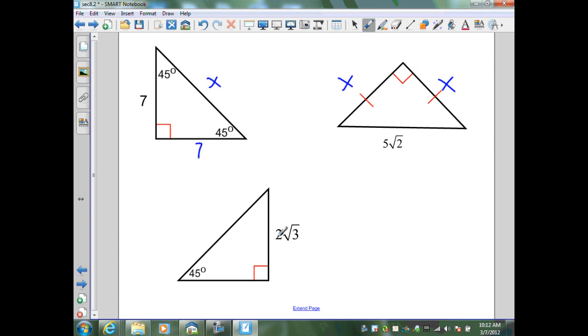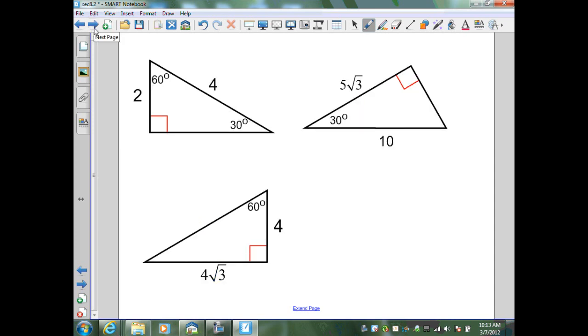Here, one of the congruent sides is 2 square roots of 3, so I know the other is 2 square roots of 3, and I can determine the hypotenuse. In each case, I can find the value of x by the Pythagorean theorem. I've already done that. And here I have the legs of 7, hypotenuse 7 square roots of 2, the legs 5, the hypotenuse 5 square roots of 2. And here, my legs are 2 square roots of 3, and my hypotenuse is 2 square roots of 6. Notice something common is going on in each one of my 45, 45, 90 triangles.